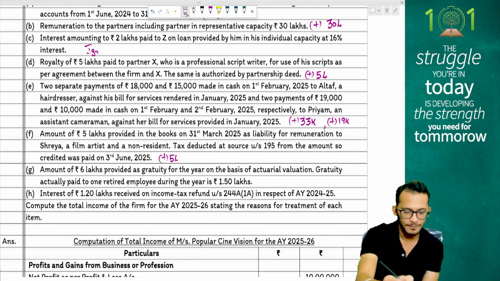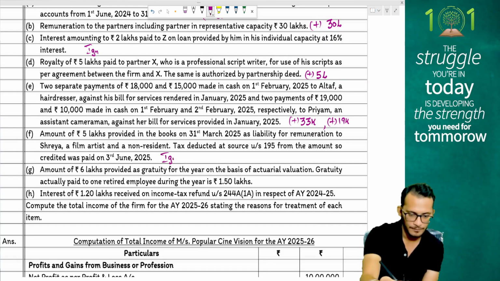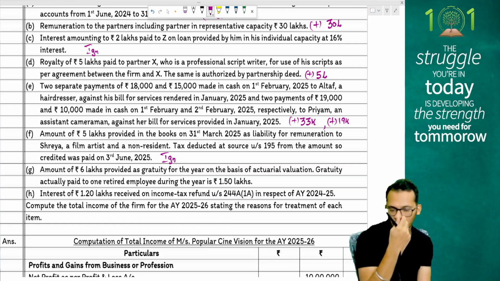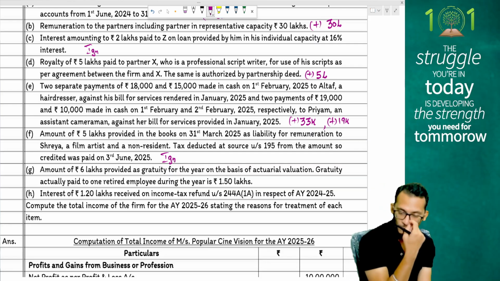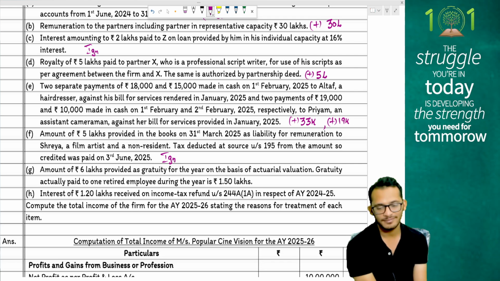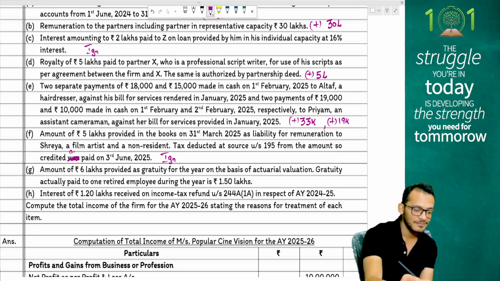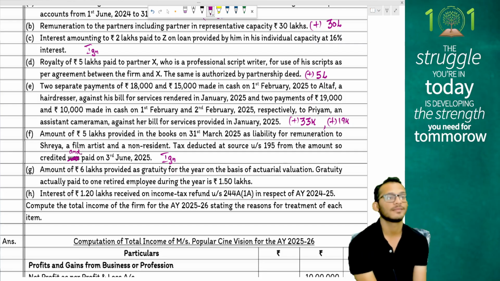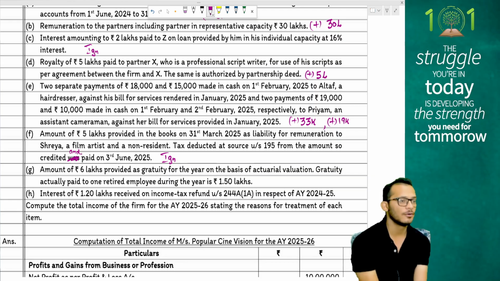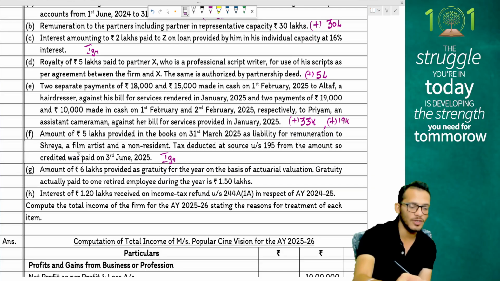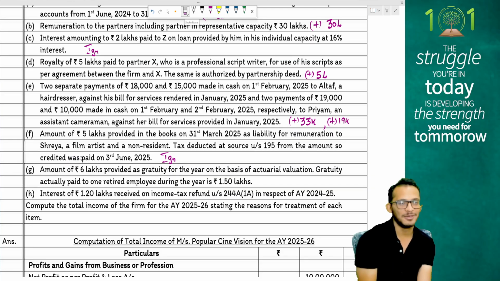Makes sense. Definitely does make sense. This is getting ignored. Okay, maybe I did not read the English properly. People, what would be the English which I read? It was credited and paid. If it was credited and paid on 3rd June, then it would have been disallowed. Since it's credited was paid, it is ignored.